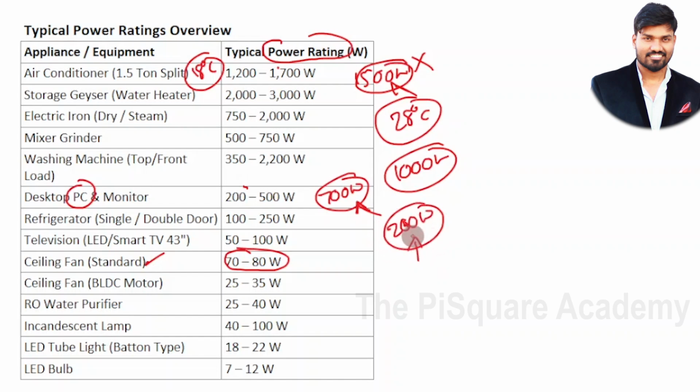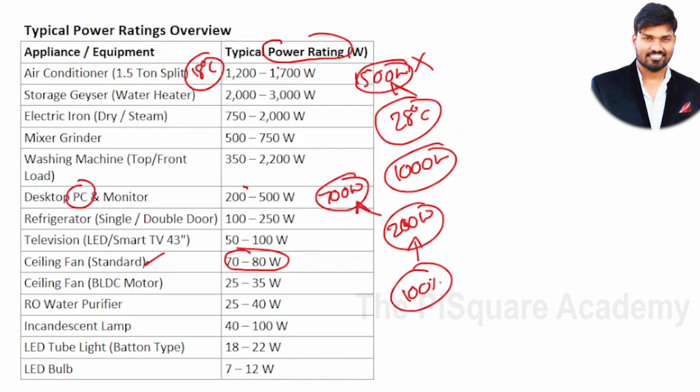Only in certain cases, when you're gaming or doing heavy simulations, 3D gaming and all, it might touch close to 700, when the computer is at 100% CPU, GPU and memory usage. So you have to understand this difference: the rating is a maximum value, and the regular actual power consumption will definitely be less than the rating value. It will never cross it.